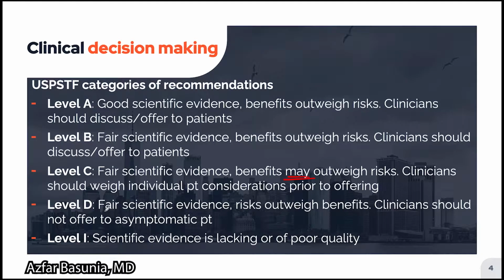Level D indicates fair scientific evidence, but the risks outweigh the benefits, and this is very important to know. And clinicians should not offer these to asymptomatic patients. Level I indicates the scientific evidence is either lacking or of poor quality.